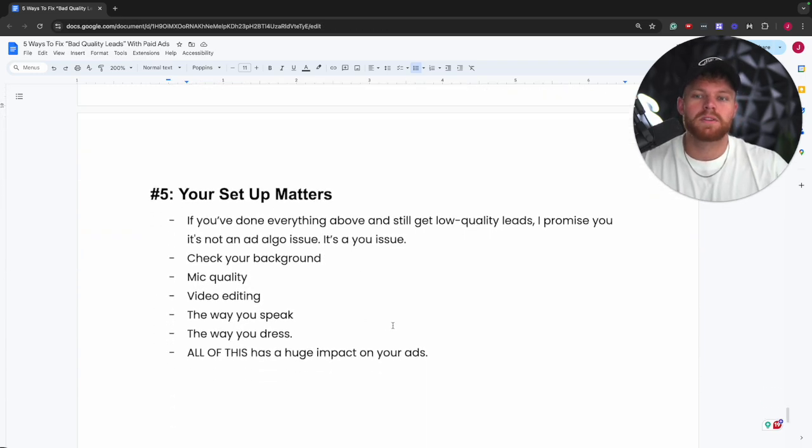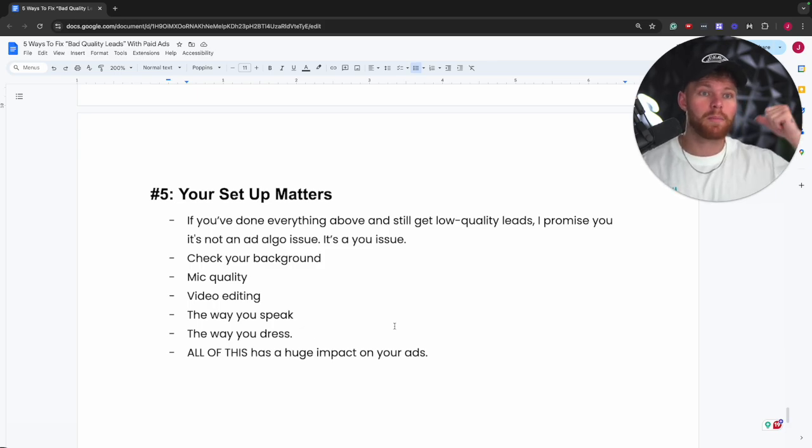Number 5, your setup matters. Now, if you've done everything above and you're still getting low quality leads, I promise you it's not an ads algorithm issue. I hear this over and over again. Man, my ad account just doesn't work. Facebook hates me. No, it's a you issue, and you've got to be honest with yourself. So some things you can do, you can check your background. If you are shooting ads in a poor area, you're probably going to attract poor people.